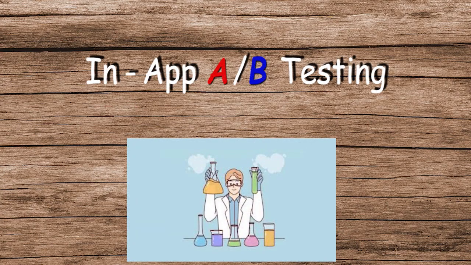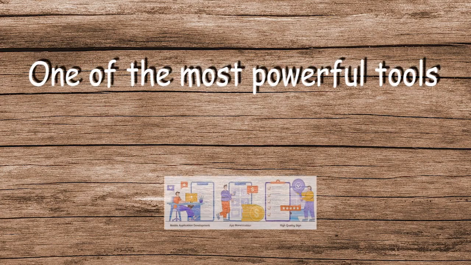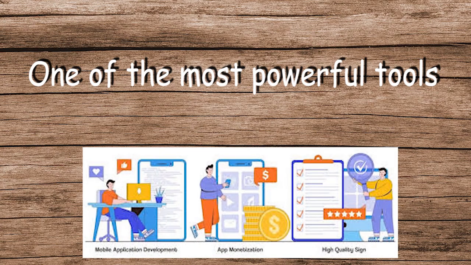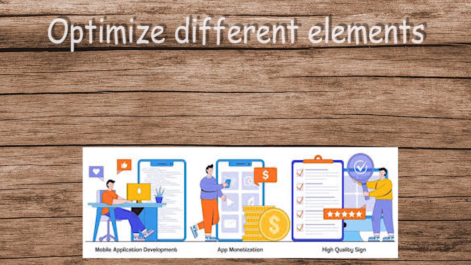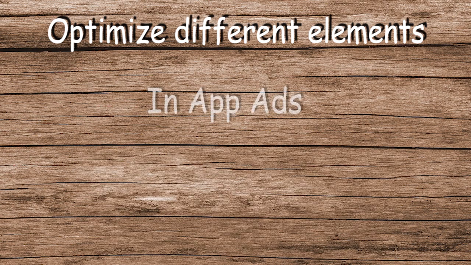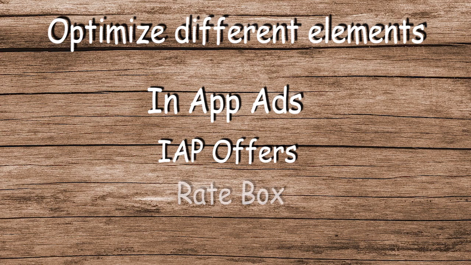In-app A/B testing. In-app A/B testing is one of the most powerful tools to optimize your app's inside behavior and conversions. With in-app A/B testing, we can optimize the display timing or design of the different elements we've talked about. Practically any event in the app can be optimized to maximize its conversion. Ads to get more clicks, more in-app purchases, and more rate box positive ratings, for example.